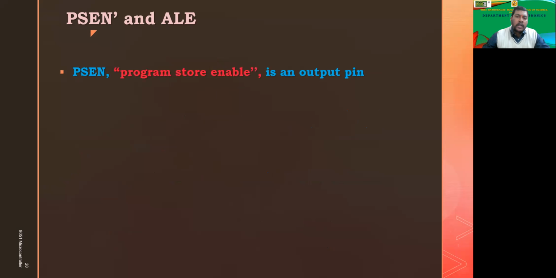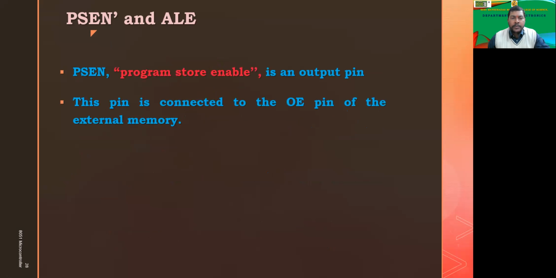And then we have PSEN and ALE. PSEN means program store enable, right? It is an output pin. This pin is connected to the OE pin of the external memory. And for external code memory, program store enable will be equal to 0. For external code memory, meaning when we are supposed to use the external memory, this PSEN should remain at 0 or ground.